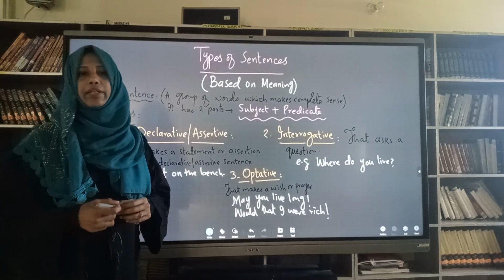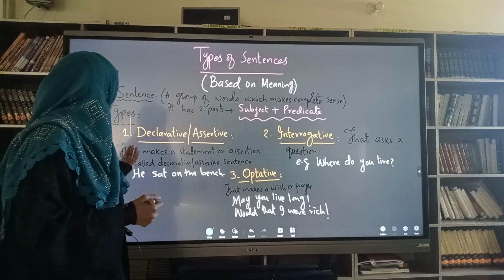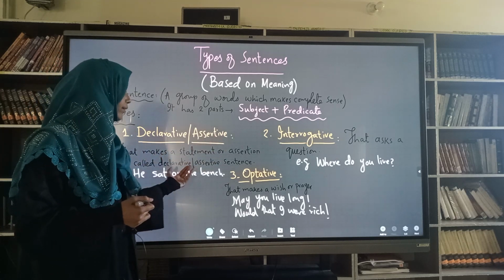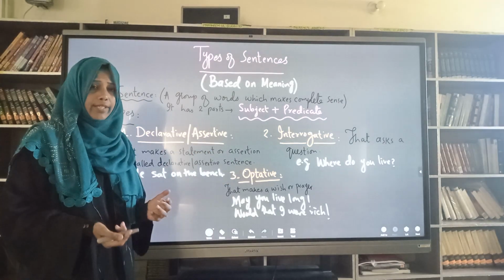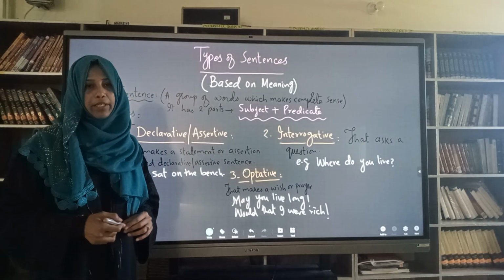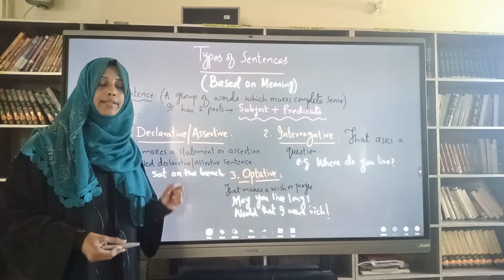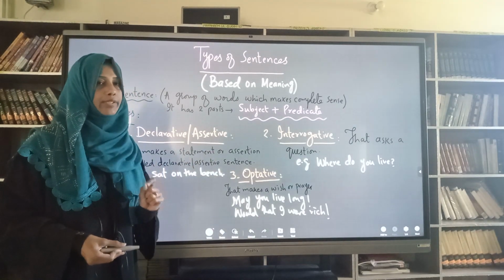First type is declarative or assertive sentence. A sentence that makes a statement or assertion is called a declarative or assertive sentence. For example, he sat on the bench. So all such simple sentences will be called assertive or declarative sentences.